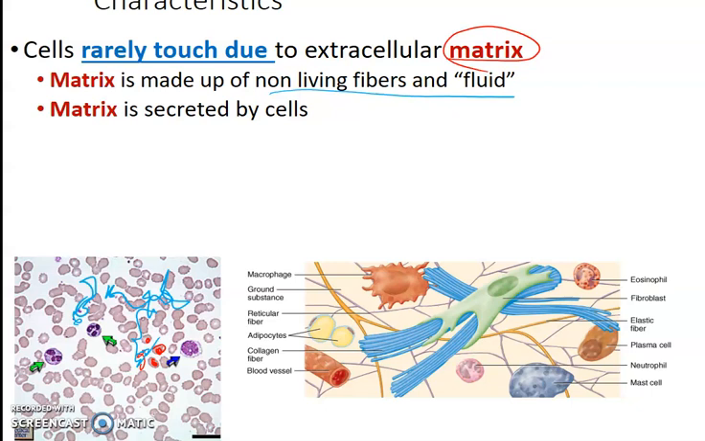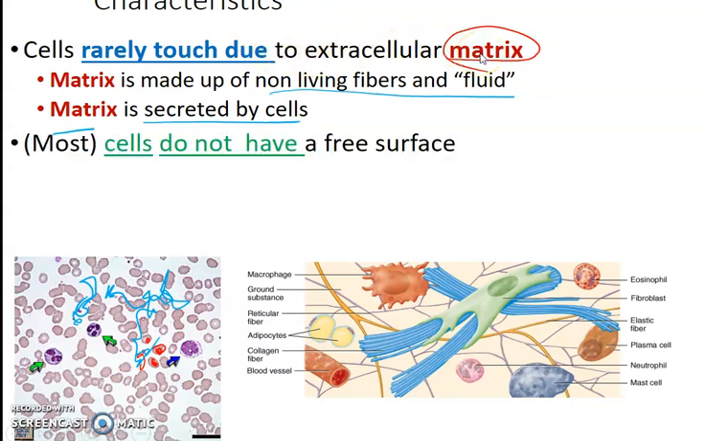Now, for most connective tissues, the matrix is made by the cells. Blood, it's not made by the cells, but in most, it's made by the cells. So the matrix is non-living fibers and fluid, and that makes the cells rarely touch. In epithelial tissue, the cells always touch and have little matrix. The cells typically do not have a free surface.